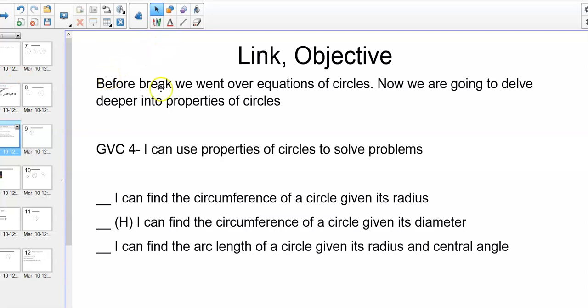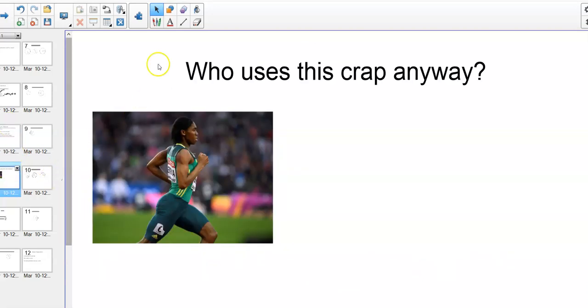Okay, learning objective. So before break, we went over equations of circles. So this unit, we're going to delve deeper into the properties of circles. We're on G.C. 4: I can use properties of circles to solve problems. So today you're going to be able to find the circumference of a circle given its radius, the circumference given its diameter, and then the arc length of a circle given its radius and central angle. Who uses this anyway?